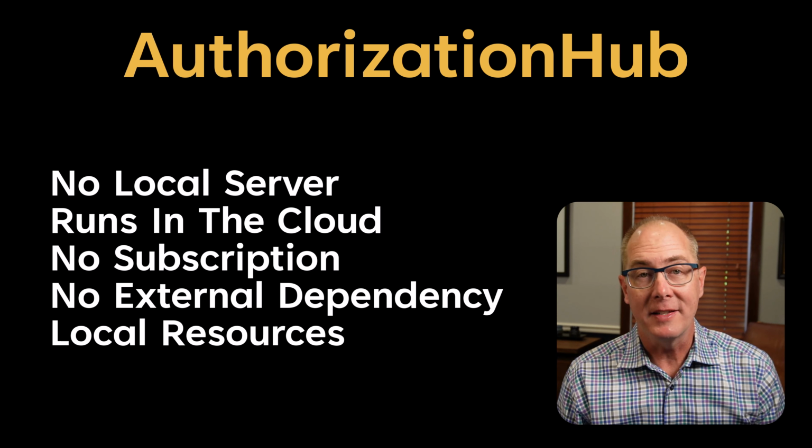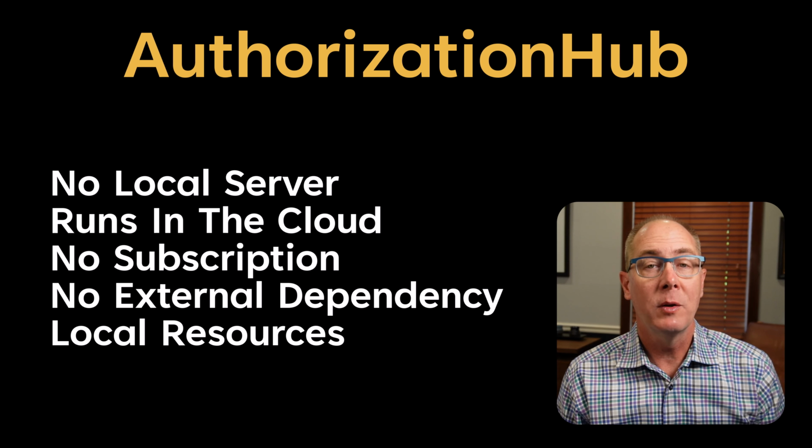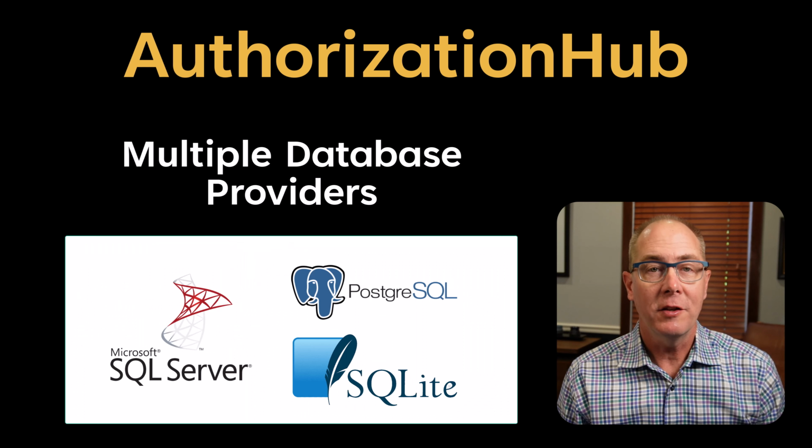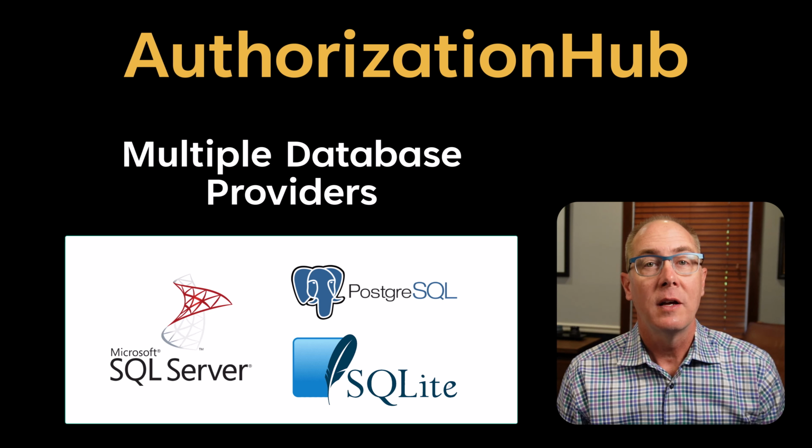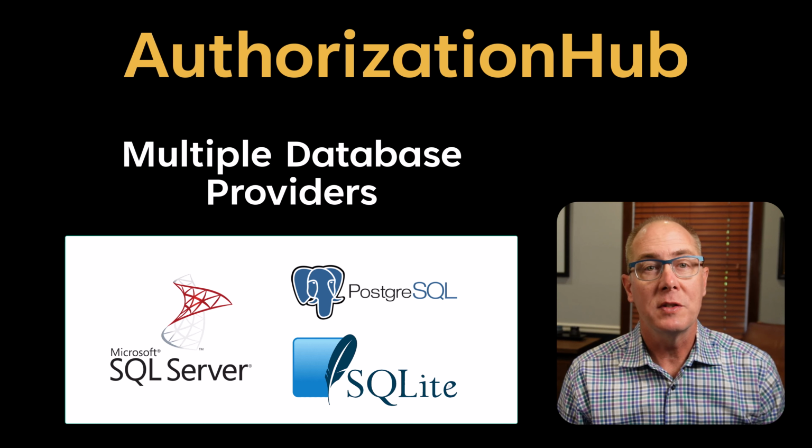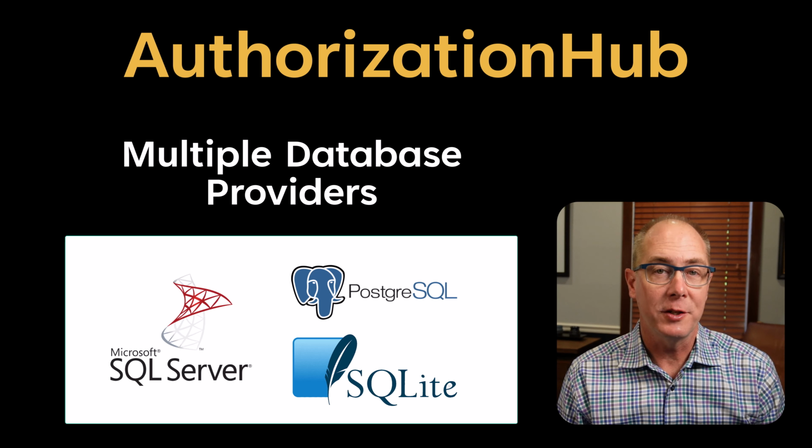Authorization needs to be fast, so AuthorizationHub uses a middleware component in the ASP.NET Core pipeline that adds application-specific claims to the user. It also supports multiple database providers like Microsoft SQL, Postgres, and SQLite. And these options give you the ability to choose a database provider that fits with your existing databases and matches the performance profile of your application.